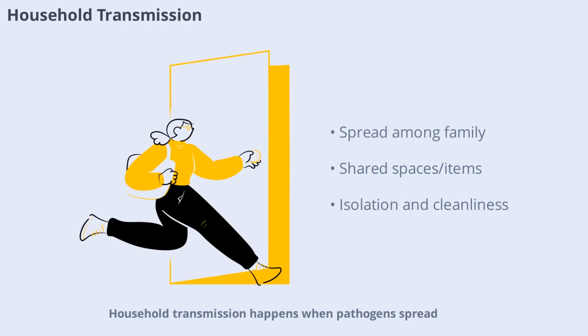Household transmission happens when pathogens spread among family members or people living together. Close contact, shared spaces, and common items increase the risk. Isolating sick individuals and maintaining cleanliness can help prevent household transmission.